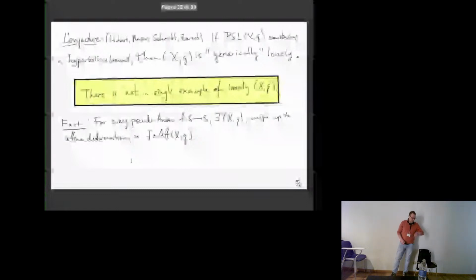Okay, so if you want to try to do some kind of generic construction or say something about finding these lonely ones, the conjecture is sometimes called the lonely dude conjecture. Maybe not many people call it that. Maybe I call it that.